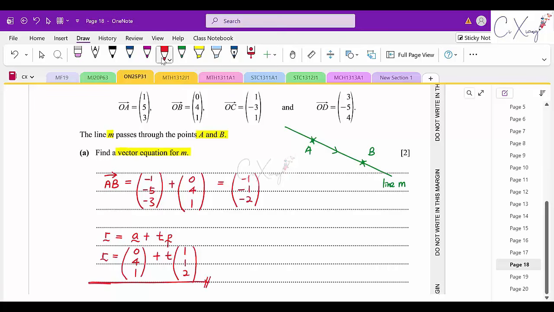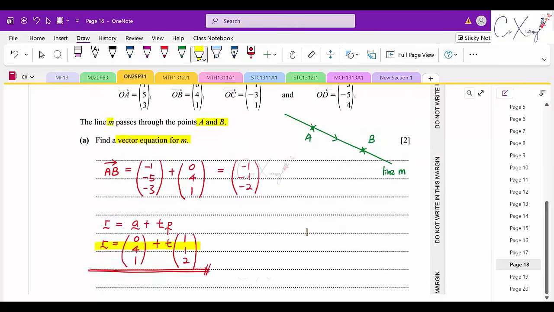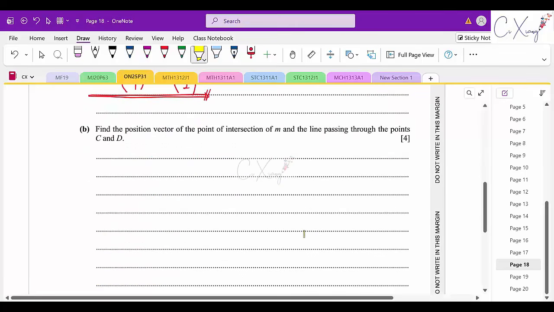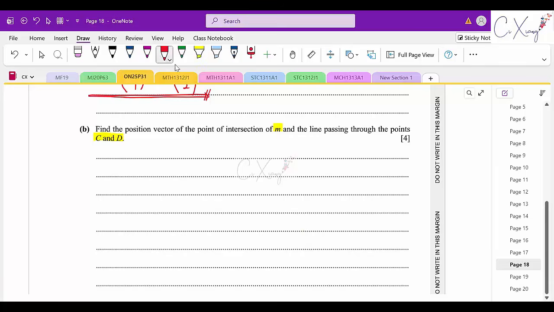And this is the vector equation for the line M. Right, so let's continue to part B. Find the position vector of the point of intersection of M and the line passing through the points C and D. Alright, so that means you need to find the intersection point between line M and the other line, which is CD. So same thing happens here.